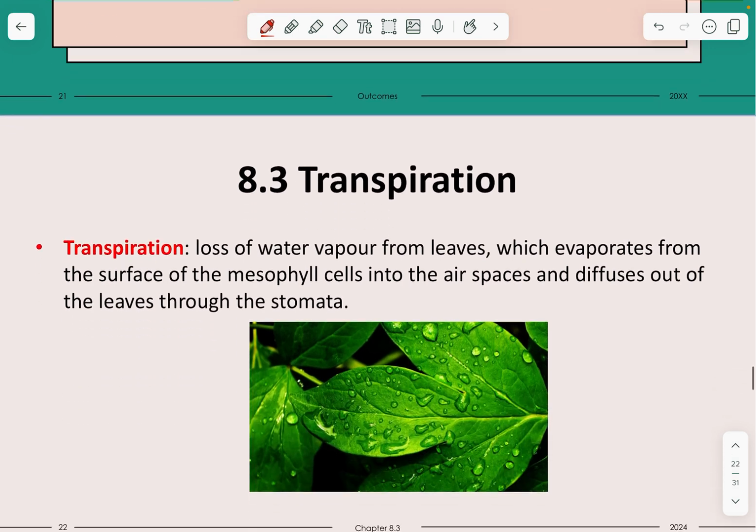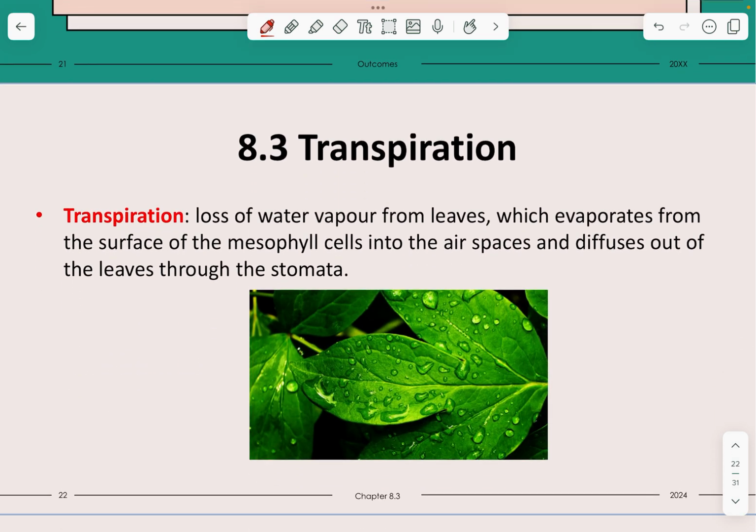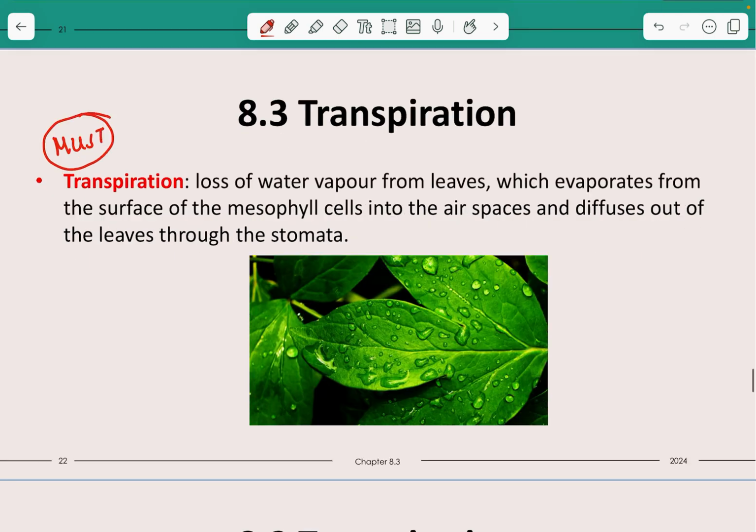Okay, so firstly we have to know that this transpiration definition is a must to know, and you must memorize this. It's the loss of water vapor from the leaf, which evaporates from the surface of the mesophyll cell into the air spaces and diffuses out of the leaf through the stomata. So this one you have to know.